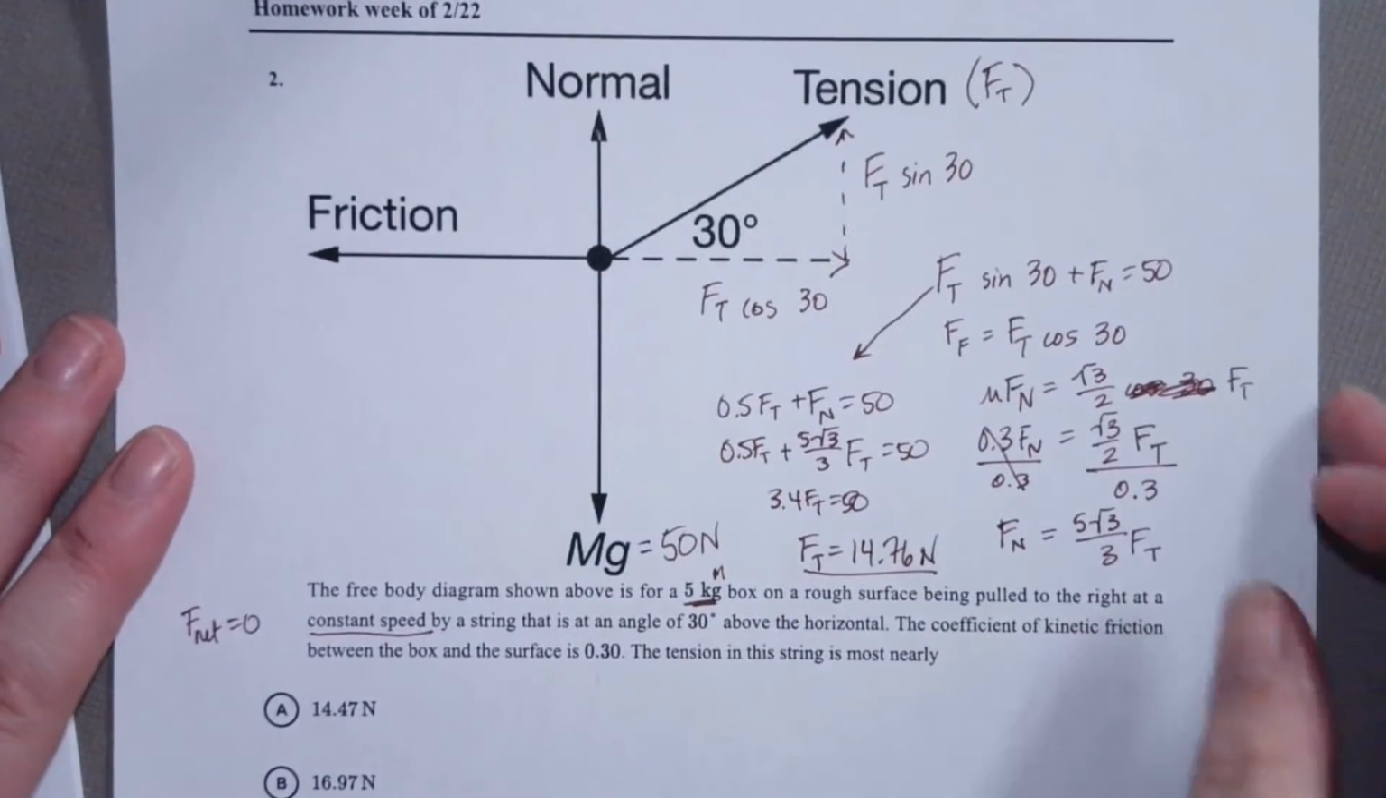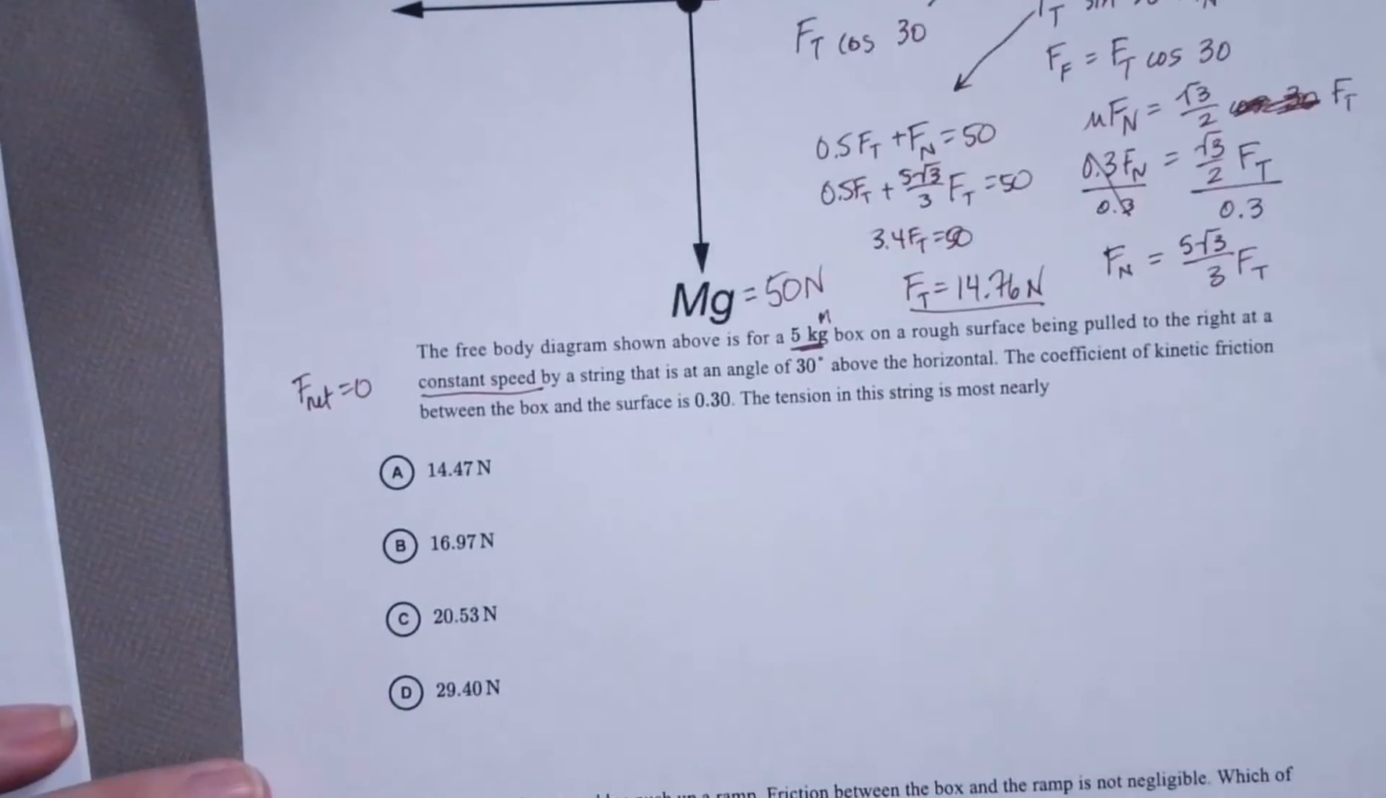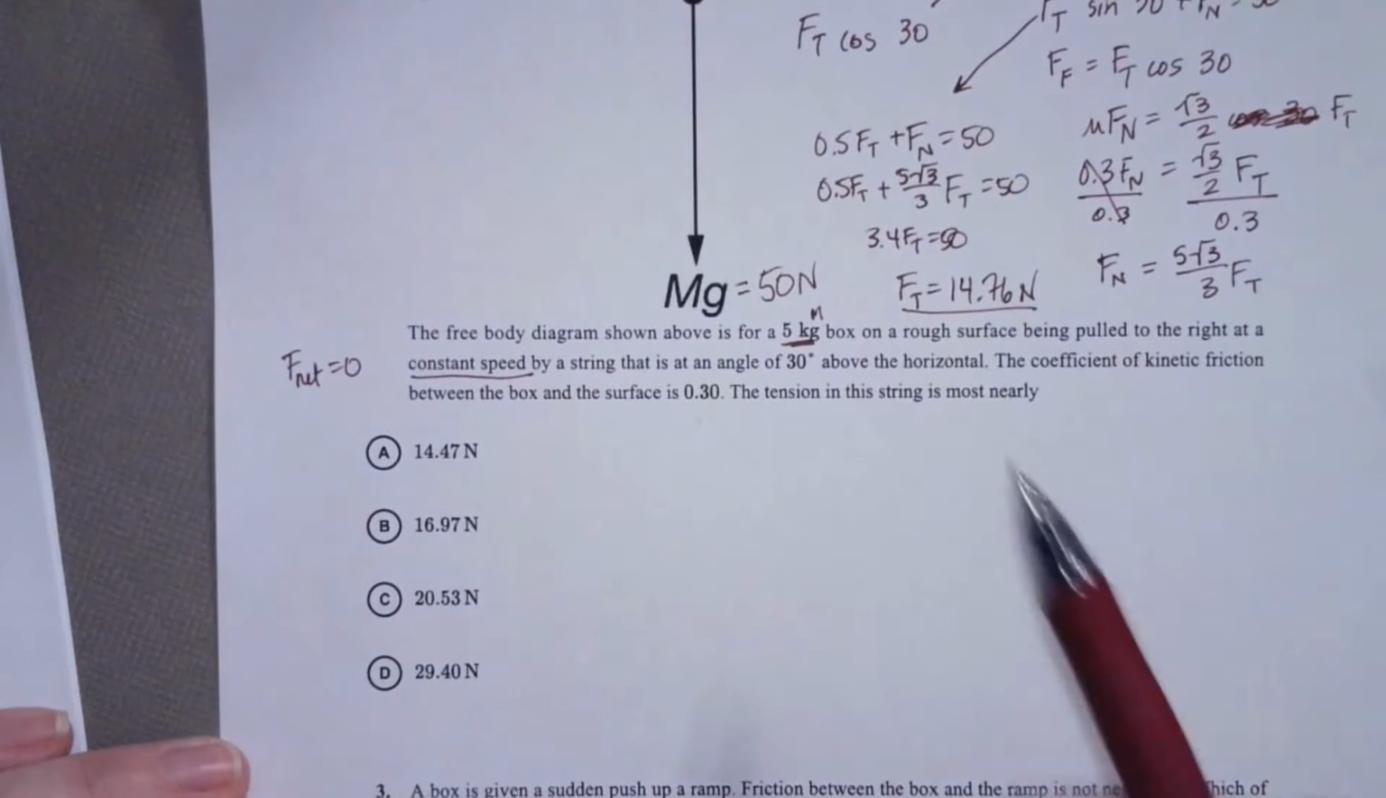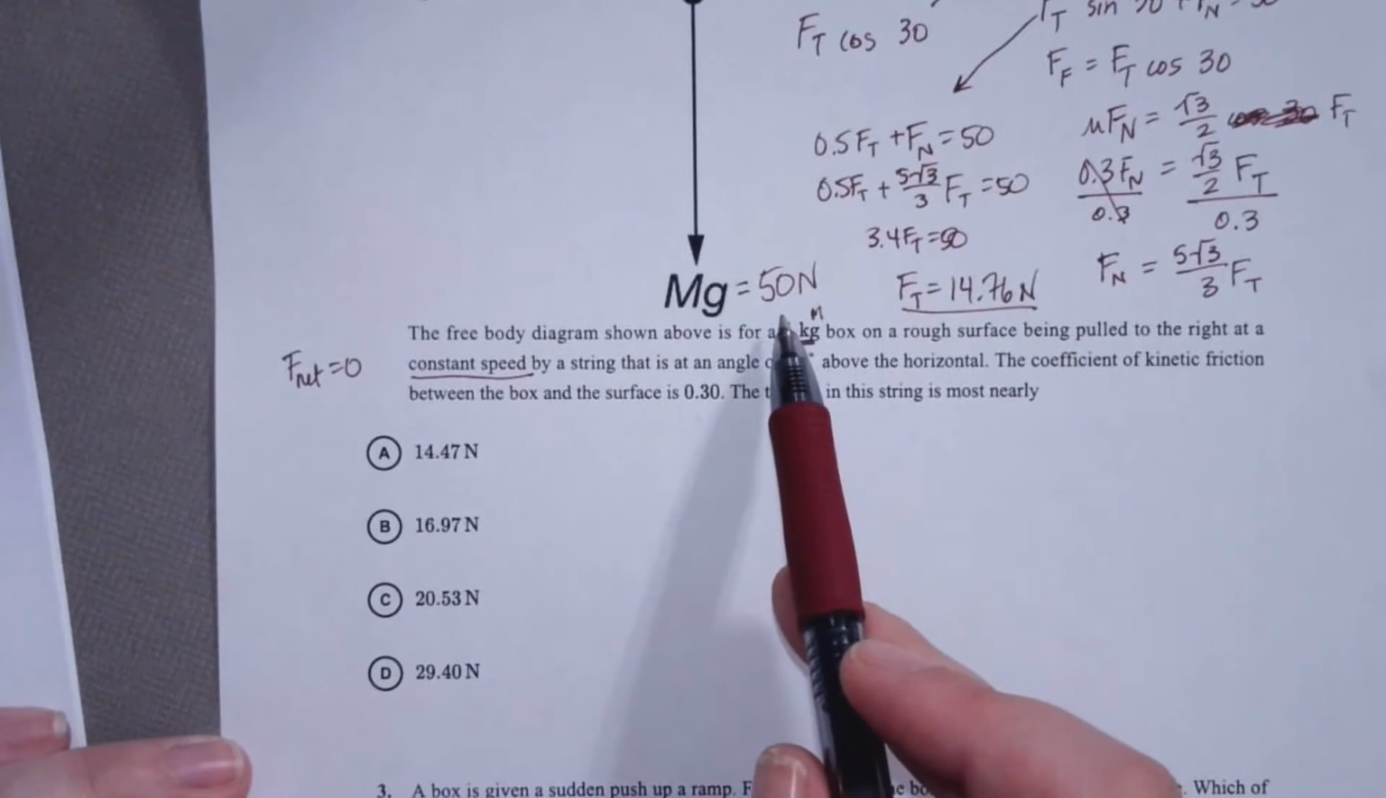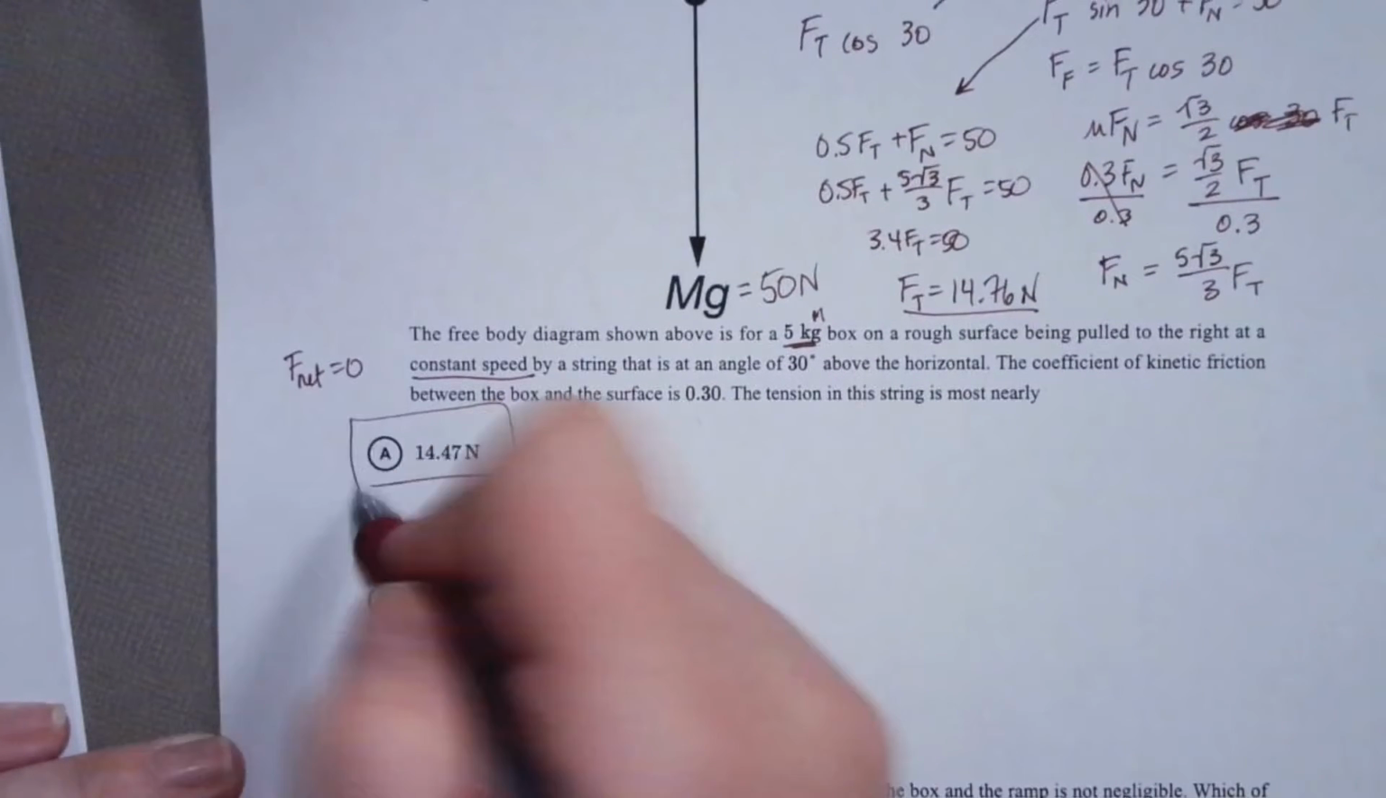And when we go down, we see that we don't have 14.76. Most likely, instead of 10, they used 9.8 or 9.81. So we're going to go with that one there.